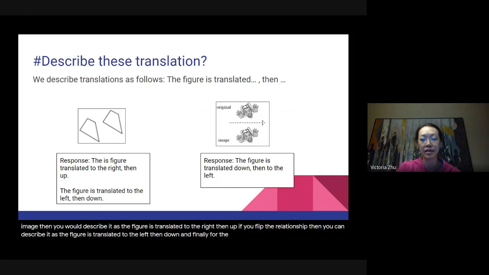And finally, for the second translation, we see that the original and the image is designated. So then we know to describe the figure is translated down, then to the left.